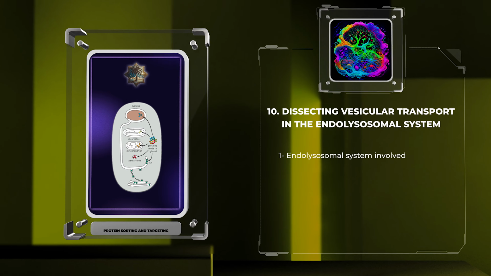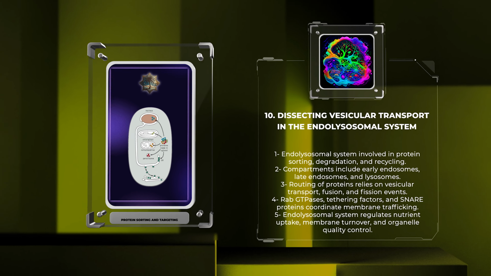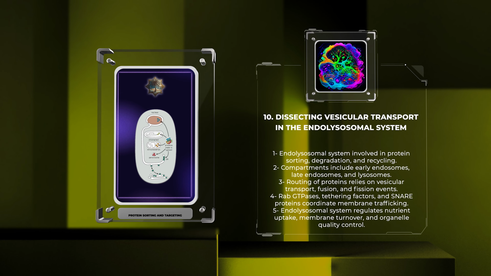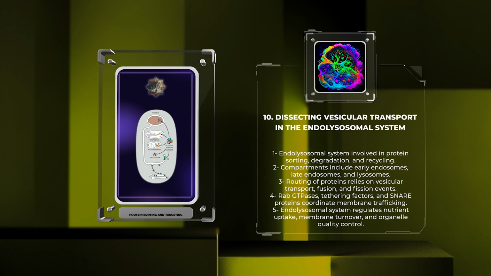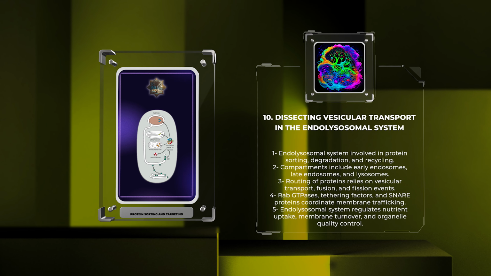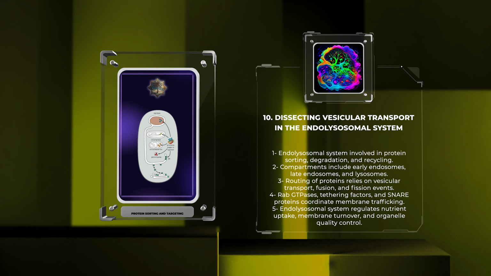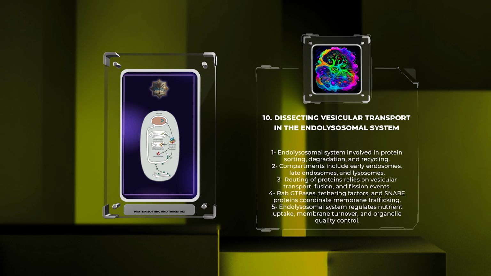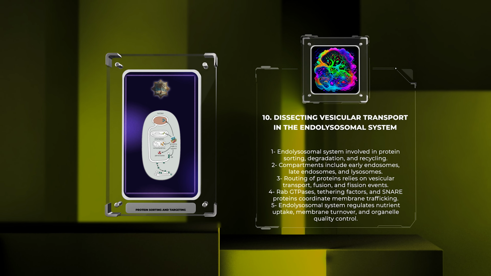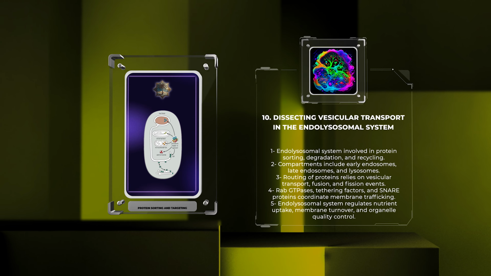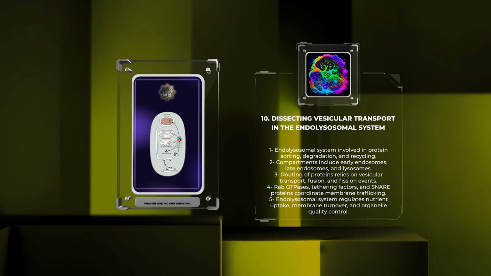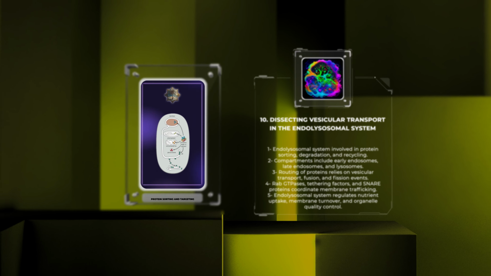The endolysosomal system comprises a network of interconnected compartments involved in protein sorting, degradation, and recycling. These compartments include early endosomes, late endosomes, and lysosomes. The routing of proteins through this system relies on a complex interplay of vesicular transport, fusion, and fission events. Rab GTPases, tethering factors, and SNARE proteins coordinate membrane trafficking and fusion, ensuring the correct delivery of cargo to their respective destinations. In addition to protein sorting, the endolysosomal system also plays a crucial role in maintaining cellular homeostasis by regulating nutrient uptake, membrane turnover, and organelle quality control mechanisms.